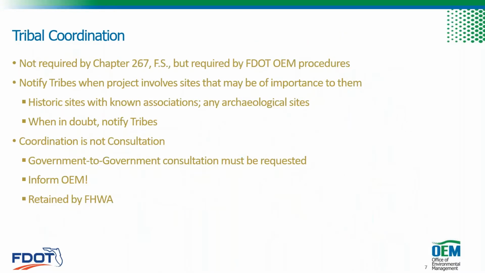So Chapter 267 does not explicitly require tribal coordination, but it's FDOT's policy that tribes be informed of projects that may affect a historic resource that could be of importance to them. And we want this to occur regardless of the funding source. So for state and federal projects, we are going to coordinate with tribes. And there's two main reasons for this.